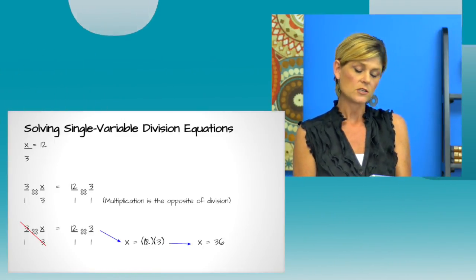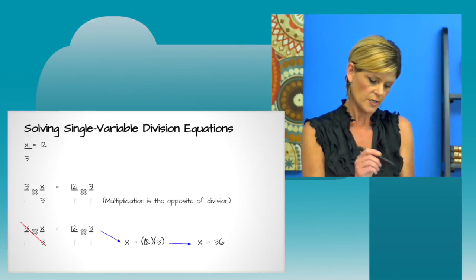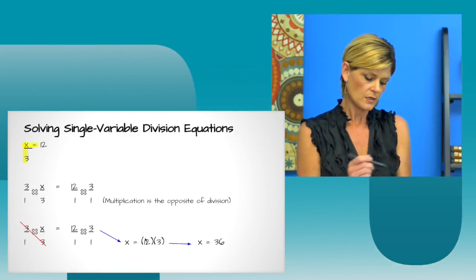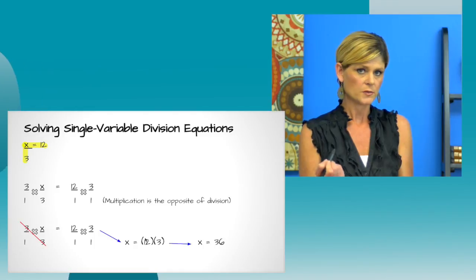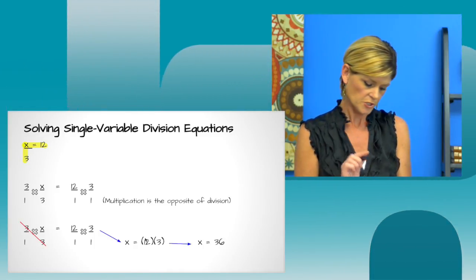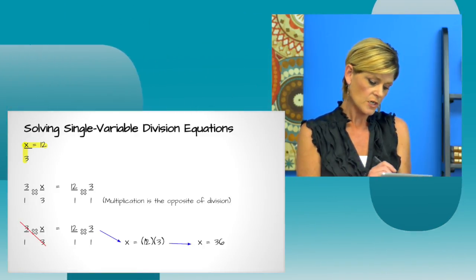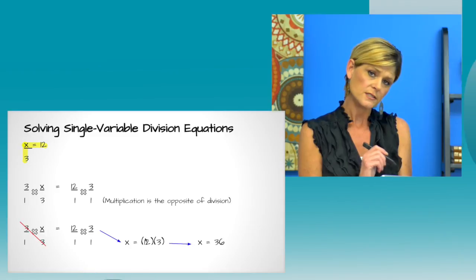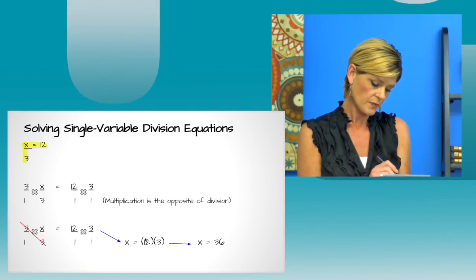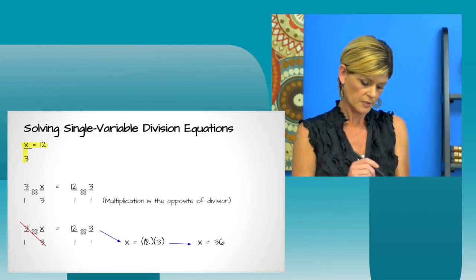Now let's take a look at solving single variable division equations. In this question we have x over 3 equals 12. Again, we want to solve for x. We need to isolate that variable and use inverse operations. Okay, so what we're going to do first is we are going to multiply both sides of the equation by 3. Because, like I said, multiplication is the opposite of division.